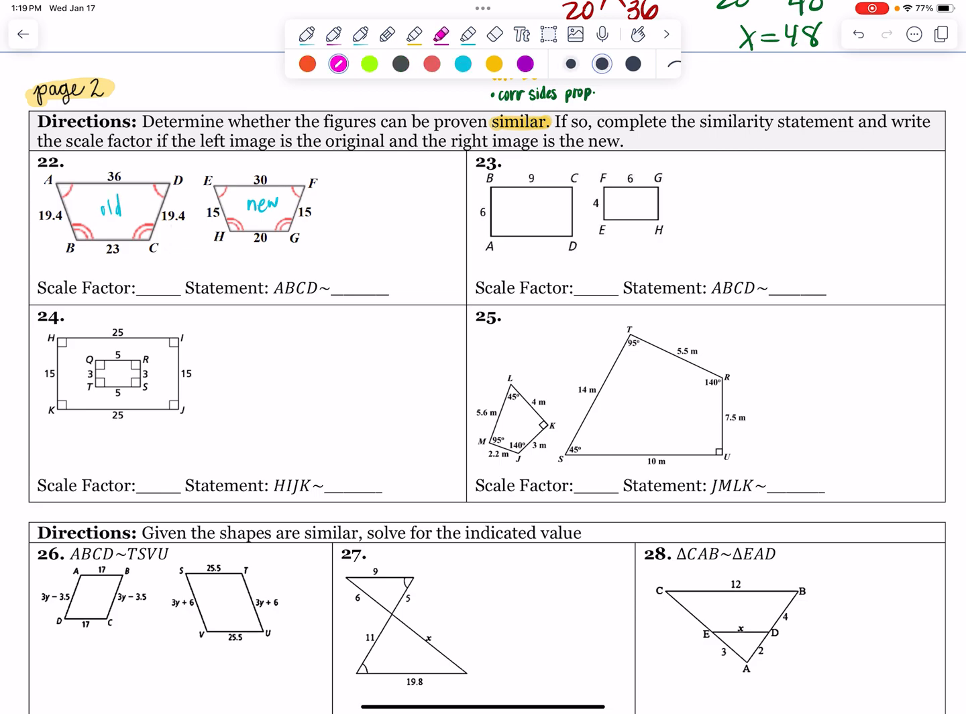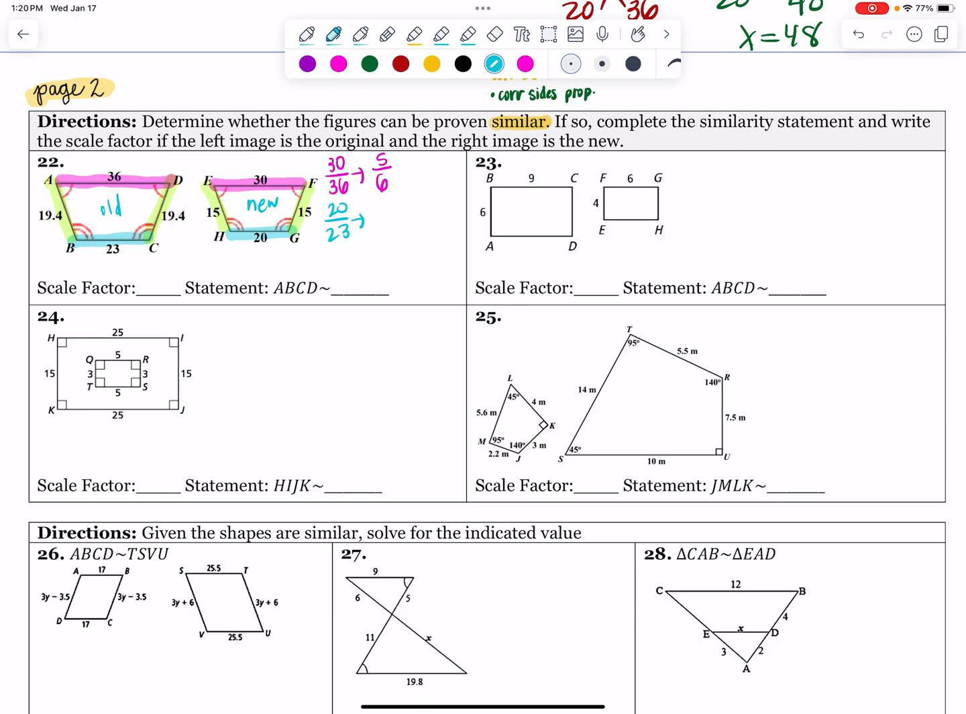Okay, so let's look at our corresponding pieces here. Of course, the 30 corresponds with the 36. The 15s correspond with the 19.4s, and the 20 corresponds to the 23. So the first thing I'm going to do is check all of those fractions. So does 30 over 36 reduce to the same thing as the others? When I reduce 30 over 36, I'm going to divide those both by 6, which is 5/6. That's fully reduced. Let's check that with the 20 over 23.